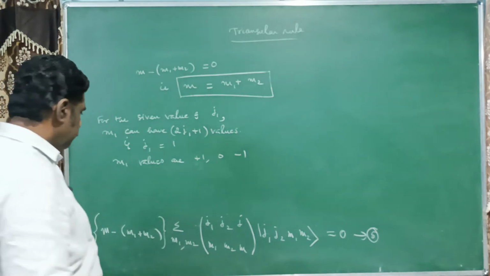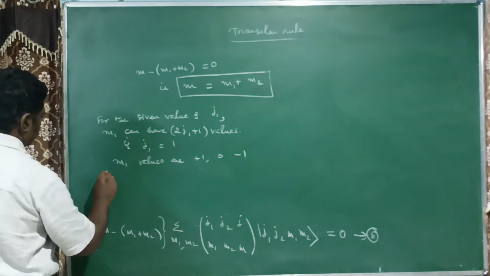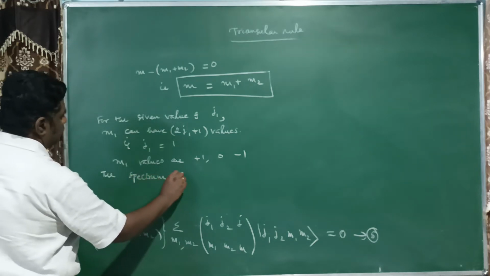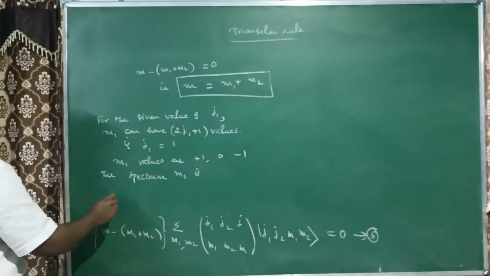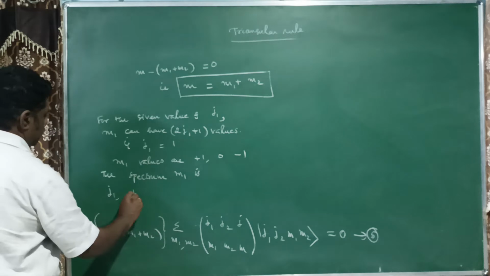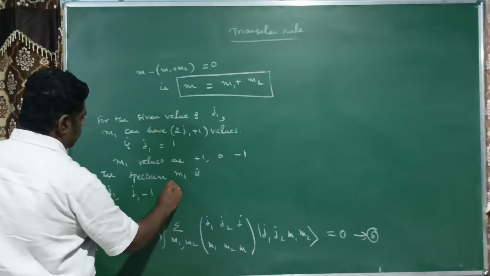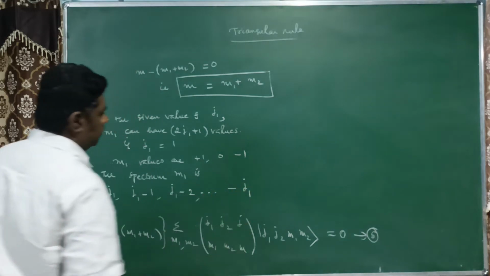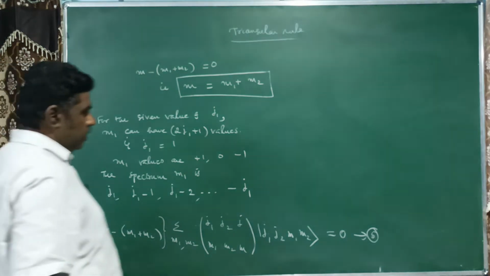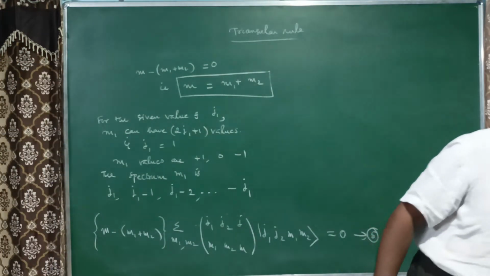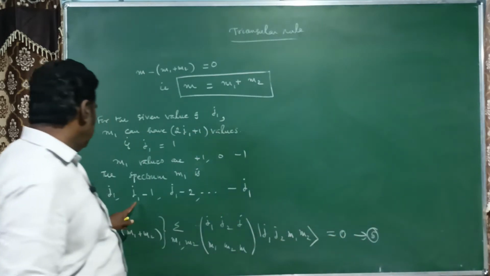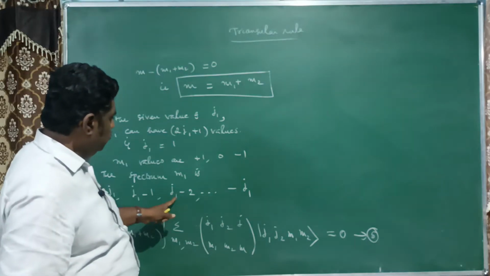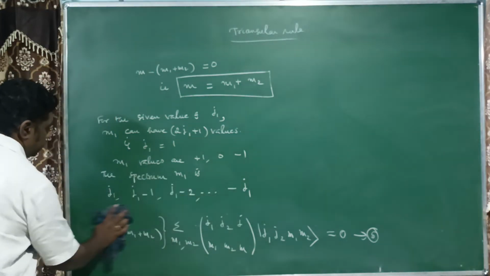In general, we can write the spectrum of m1 as J1, J1 minus 1, J1 minus 2, and the final value is minus J1. This means that the maximum value of m1 is J1, the second maximum value of m1 is J1 minus 1, the third maximum value of m1 is J1 minus 2, and the minimum value of m1 is minus J1.